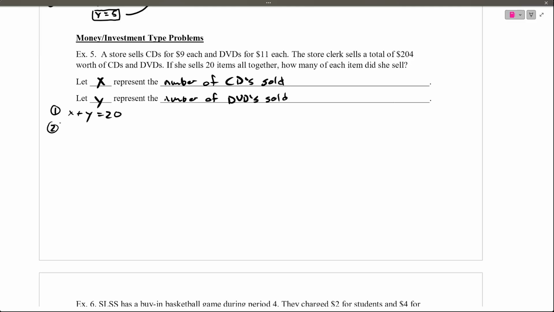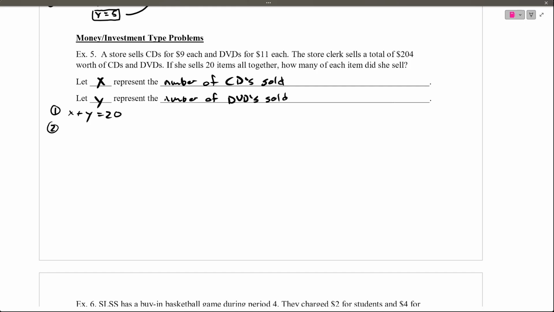Now, this is what separates this type of problem from all the other problems. What we have to do is look at the fact that, yes, we have a certain number of items, but each one of these items has a value. Each CD is $9. Each DVD is $11. So that means if I bought one of each, it'd be 9 plus 11, it'd be $20. If I bought 2 CDs, that'd be $18. And if I bought 2 CDs plus 1 DVD, that'd be 18 plus 11. So that'd be $29.